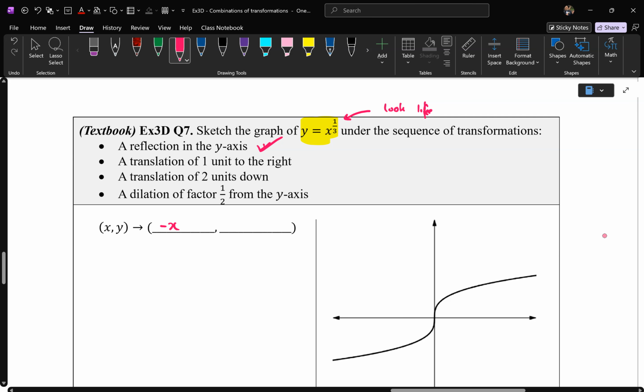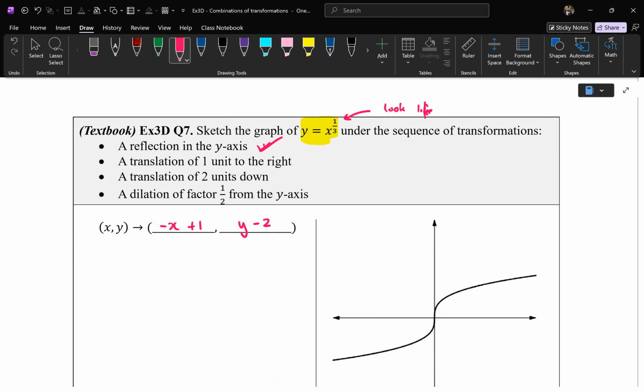And let's continue. So we left off at translation of 1 unit to the right and 2 units down. So I'm just going to fill that one out. Unit to the right, plus 1 to the x, and then y take away 2 down. So that makes sense. Now the last one is the interesting one. Dilation of factor half from the y-axis. Who wants to have a go with this one? Or anyone remember? Where does this one go?